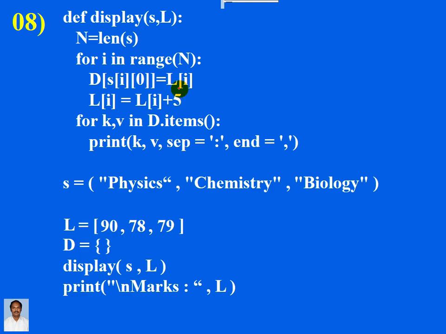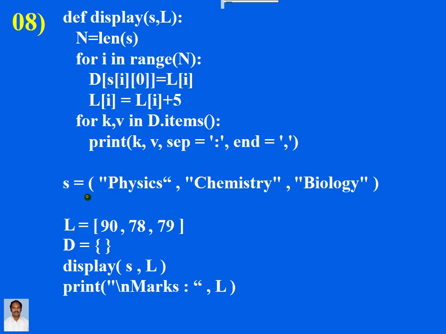Question number 8. It's an output type of question. Step 1. Memory should be allocated for global variables. There are no global variables. Step 2. Execution of a Python program starts and ends at main function. This is the starting point of main function.